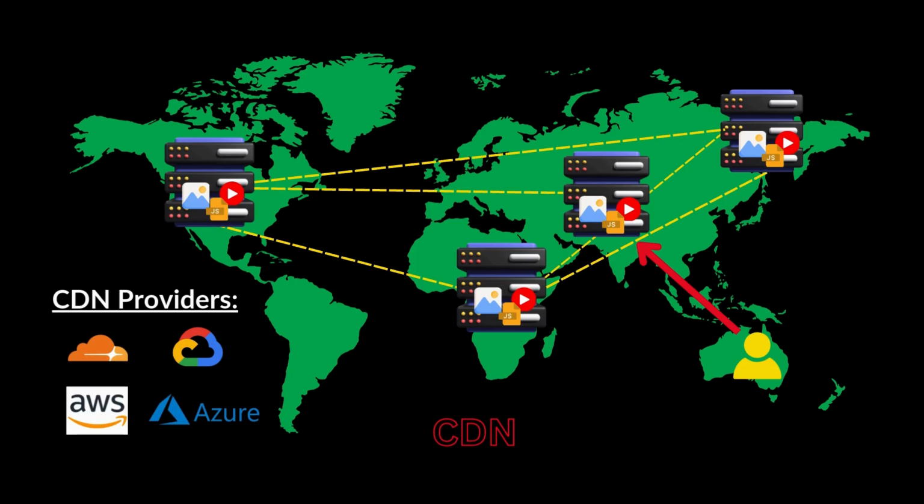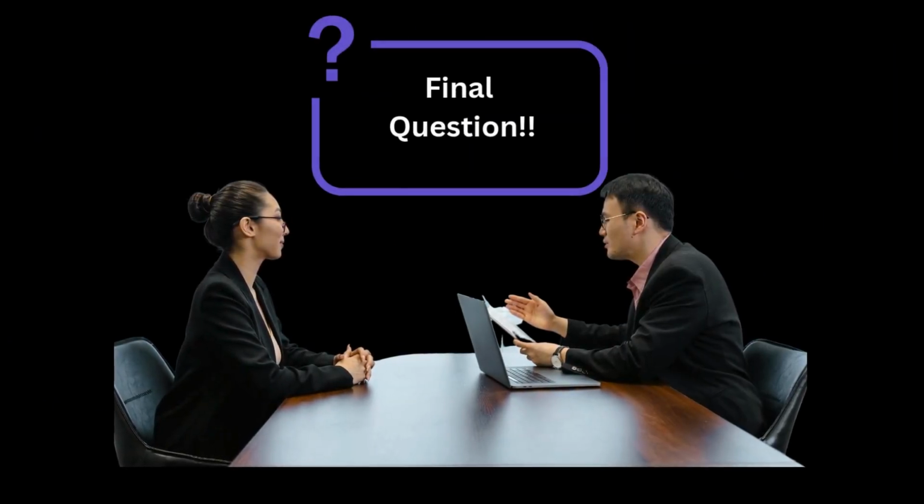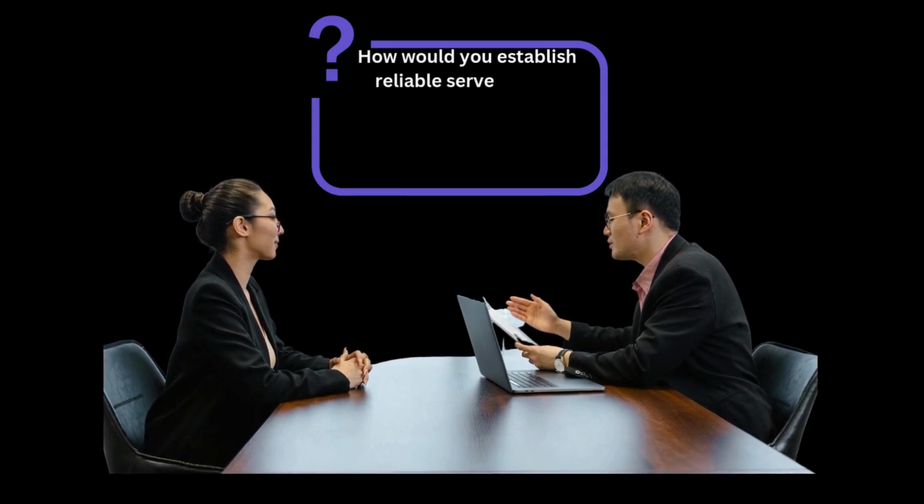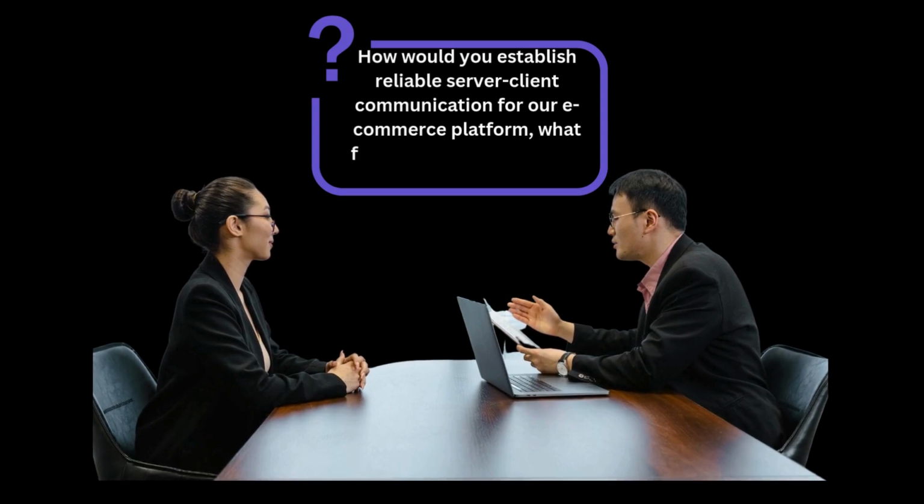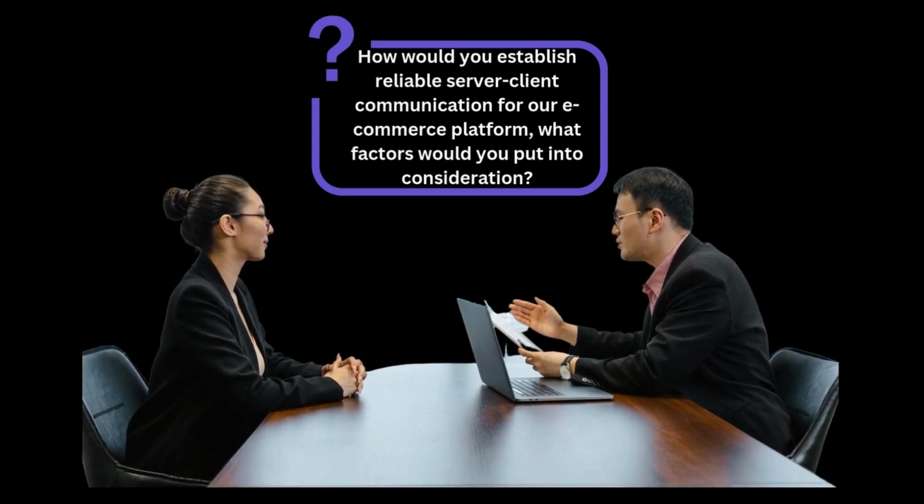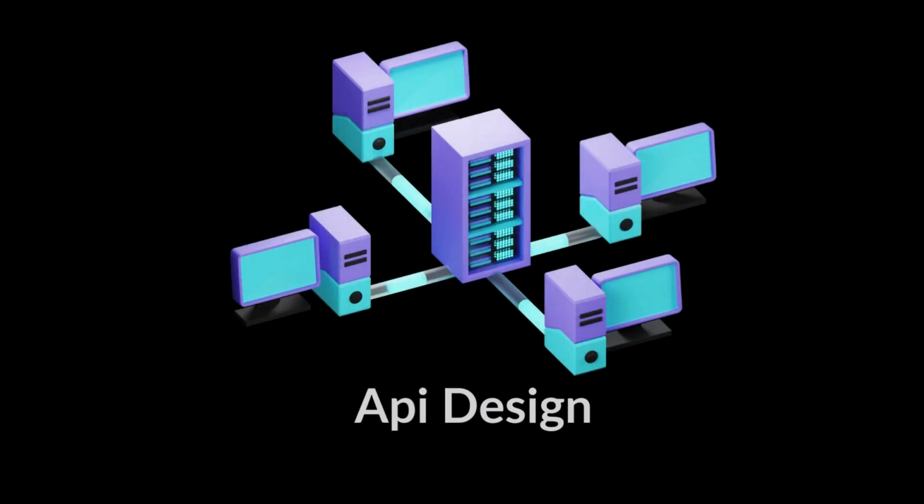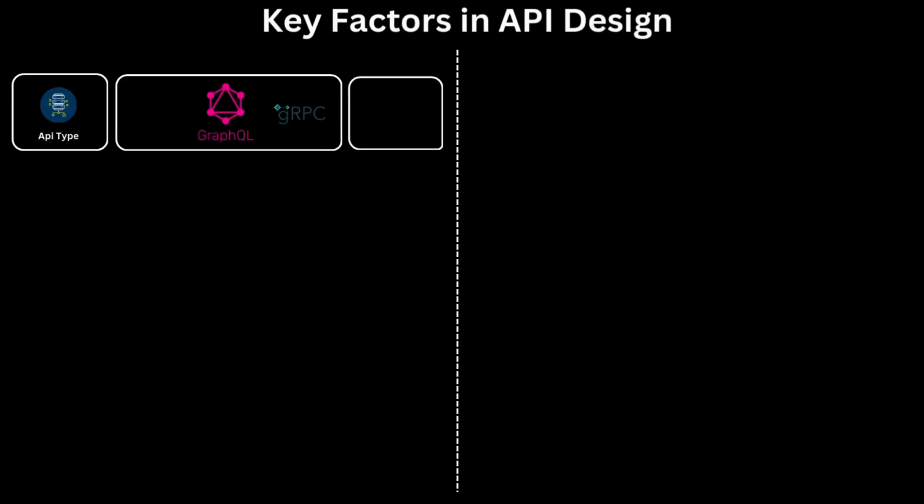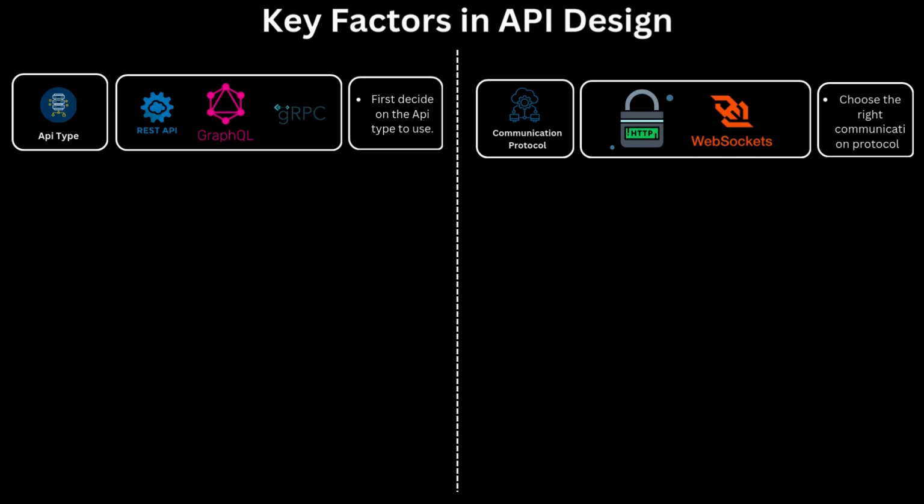Great job so far. You've made it to the final question of the interview. How would you establish reliable server-client communication for our e-commerce platform? What factors would you put into consideration? API design. Here are key considerations when designing the API. Type of API. When designing an API, first decide on the type: RESTful, GraphQL, or gRPC; communication protocol: HTTP, WebSockets, etc.